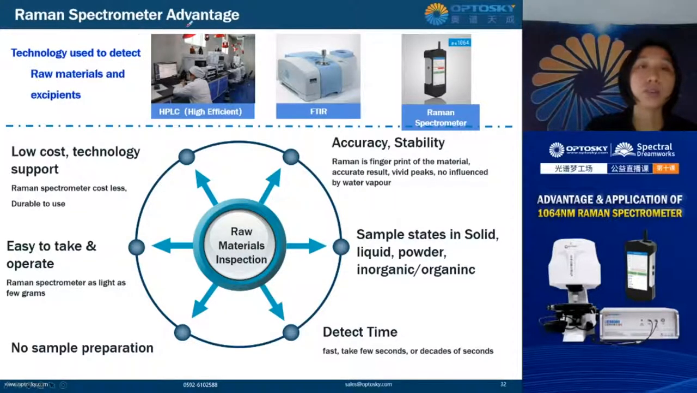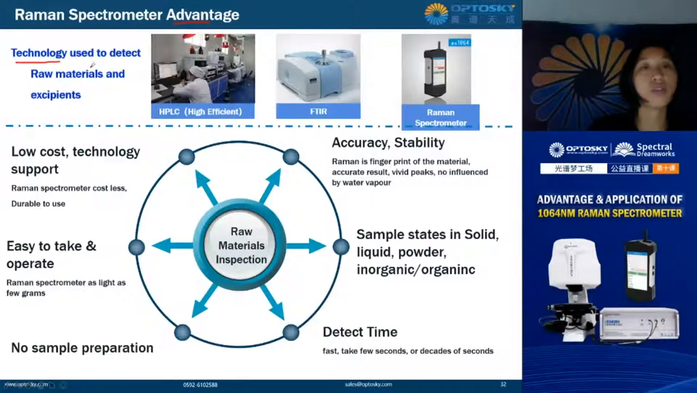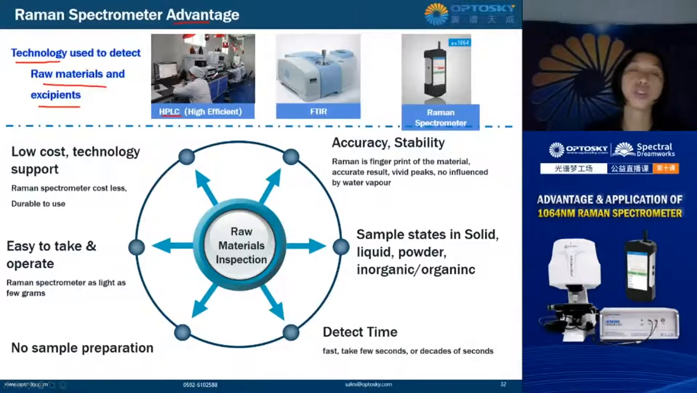Raman spectrometer's advantages. There are three types of technologies used for detecting raw materials and excipients. First is HPLC, which has high efficiency. Usually in pharmaceutical factories, there are lines of HPLC, and workers work to identify raw materials and excipients. FTIR is also used for identification, and we introduce Raman spectrometers for being more accurate and faster.